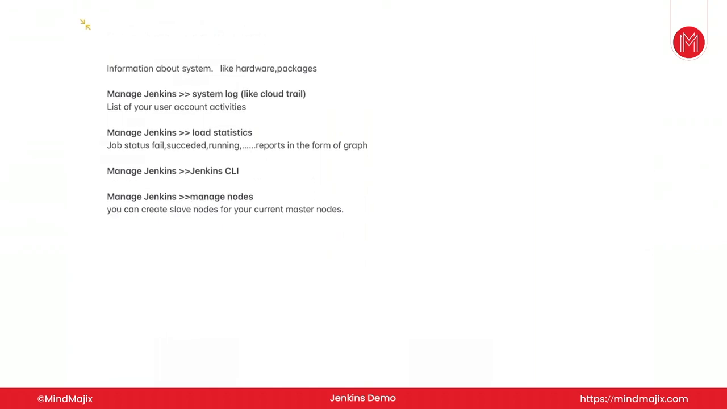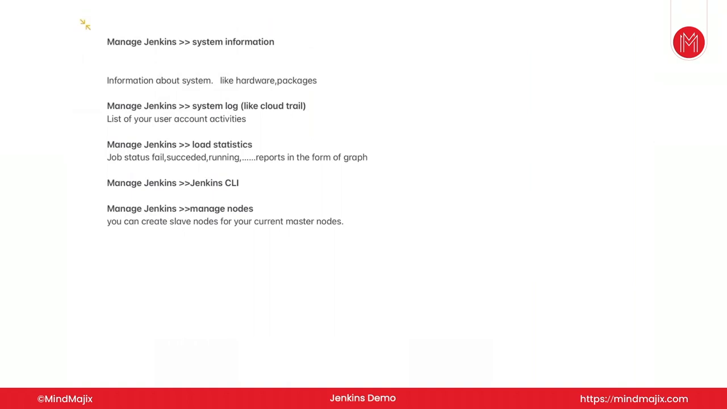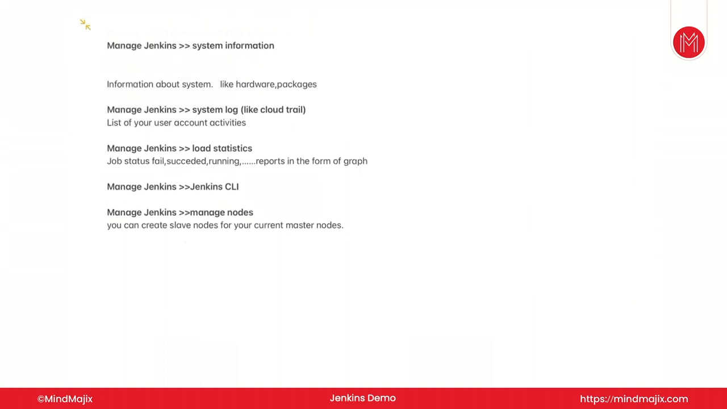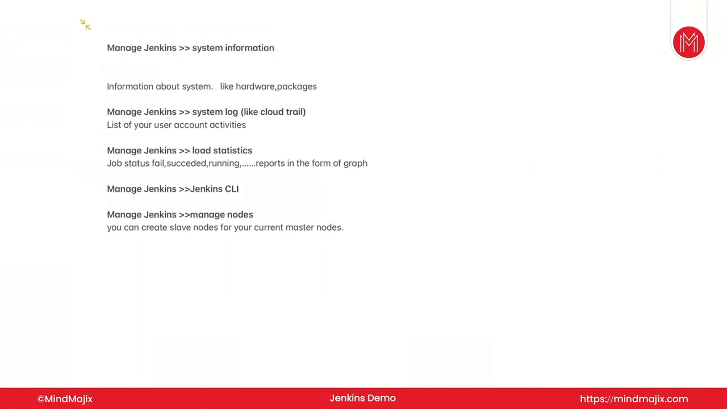If you want to check the list of your user account activities, it's like CloudTrail in AWS. So I'm comparing Jenkins with AWS, since similar operations will be there, right? There also we do the same kind of operations, and here also we do the same kind of operations. Not completely the same, but some services have matching similarities.